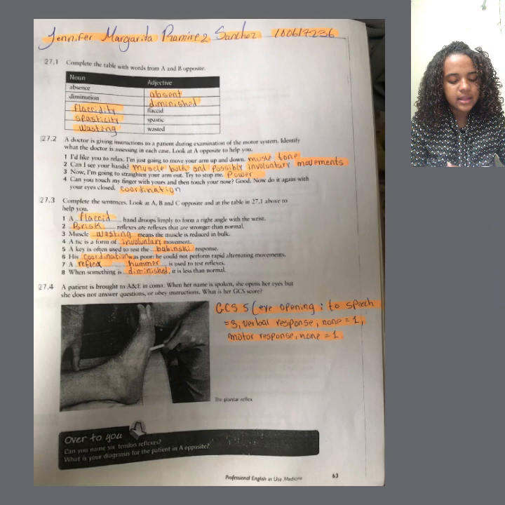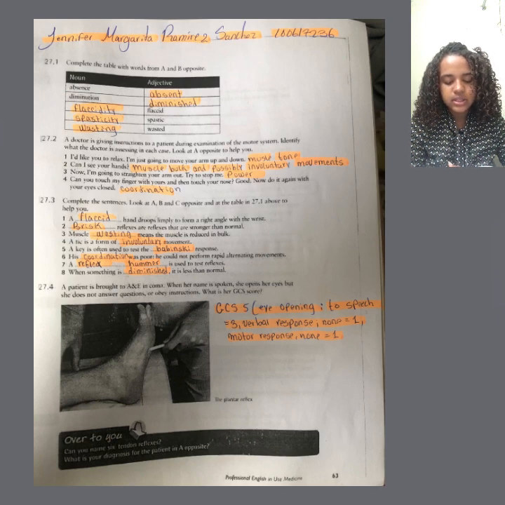Number 4. A tic is a form of involuntary movement. Number 5. A key is often used to test the Babinski's reflex. Number 6. His coordination was good, as was rapid alternating movement. Number 7. A reflex hammer is used to test reflexes. Number 8. Diminished means it is less than normal.